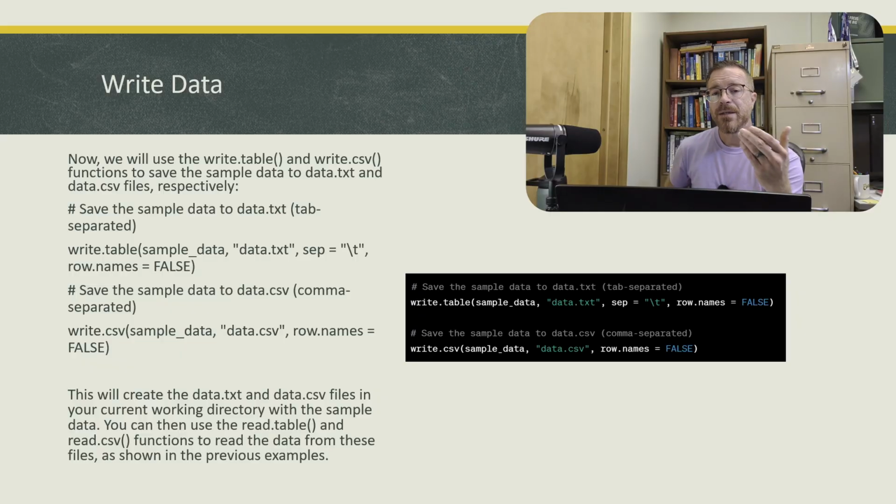If you have data that's loaded into R, whether it be something you imported, maybe you made some changes to it, maybe it's data that you created yourself, you can actually write this using something like the write.table function. So now we'll use the write.table and write.csv functions to save sample data to data.txt and data.csv. So the way that they will work is pretty much the same way you work with importing, except for now you're saying what the file will be named.